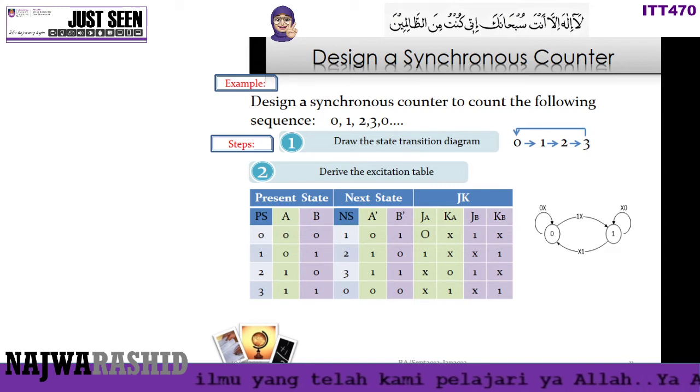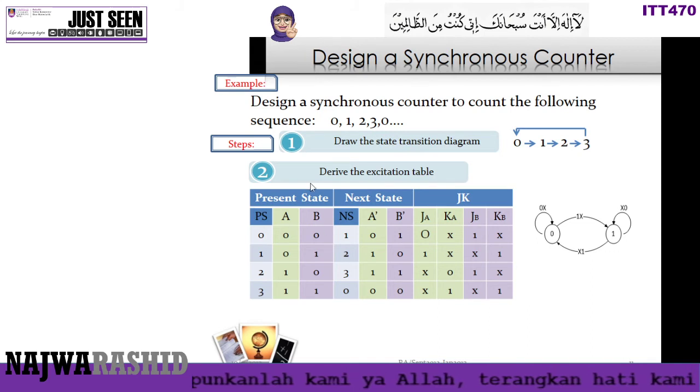After you draw the transition diagram, you need to derive the excitation table. In your excitation table, you must have present state and next state, and the output will be your JK flip-flops. Based on this sequence, you know that the number of states is 4. In order to get 4 states, 2 to the power of 2, you need 2 JK flip-flops. So you can have JKA and JKB.